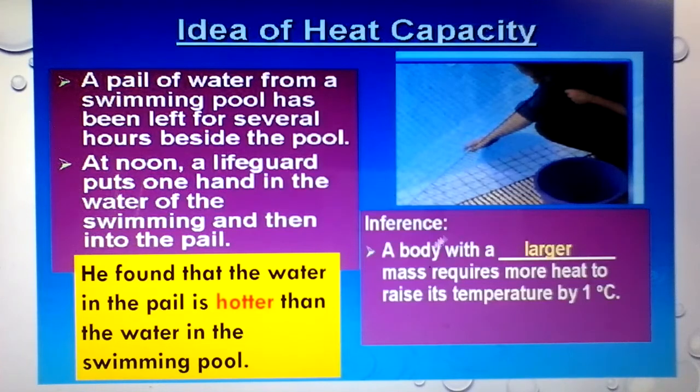So the inference is a body with a larger mass requires more heat to raise its temperature by 1 degree Celsius. In the case of the swimming pool, it contains a large amount of water, meaning larger mass of water. So it needs more heat to raise its temperature by 1 degree Celsius. So it heats up slower as compared to the water in the pail. The water in the pail has smaller mass, right?